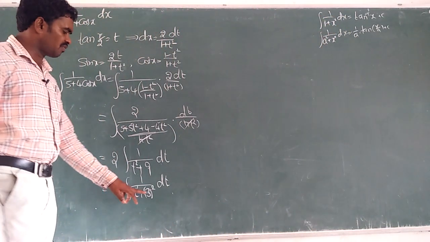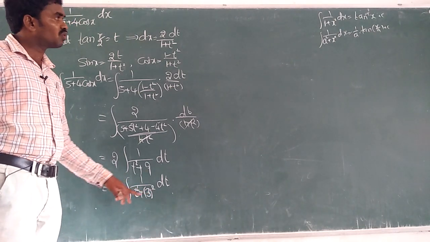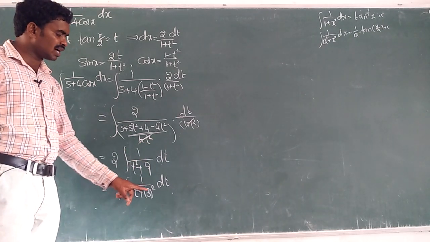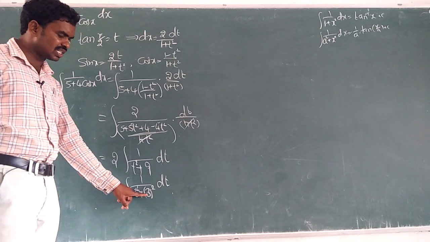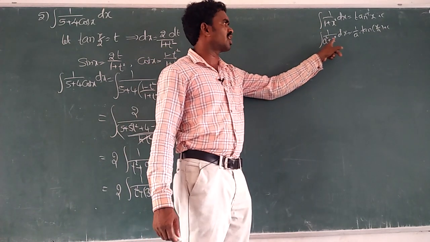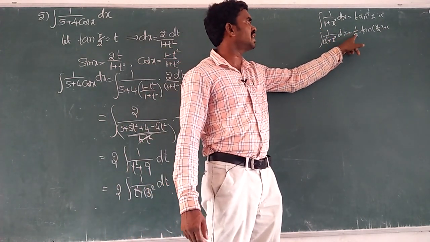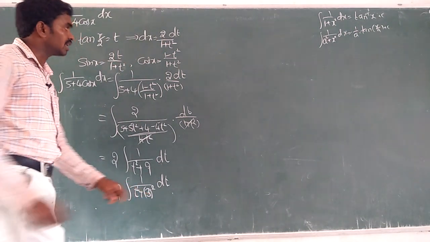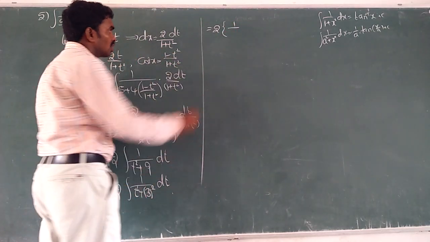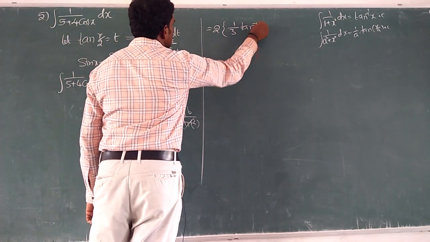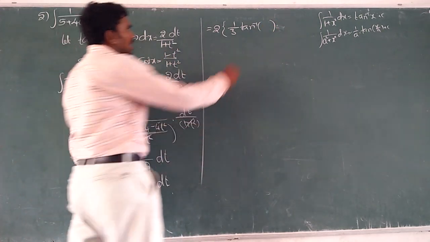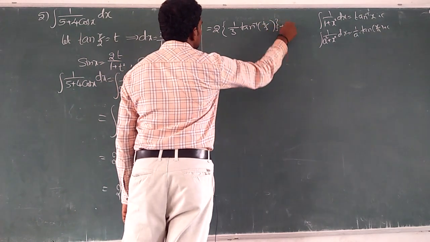So now this is of the form a square plus x square. So we can write, which is equal to 1 by a into tan inverse of x by a, the formula. So here we get t by 3. A means 3, x means t. So 1 by x square plus a square is 1 by a into tan inverse x by a. Here a means 3. So which is equal to 2 into 1 by 3 tan inverse x by a. X by a means t by 3, plus c.